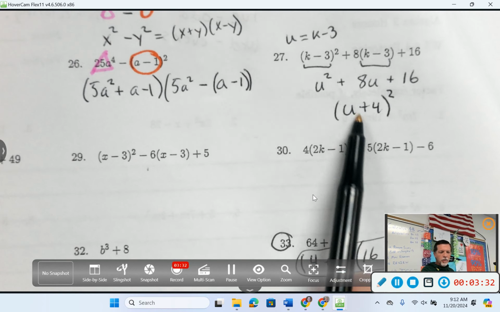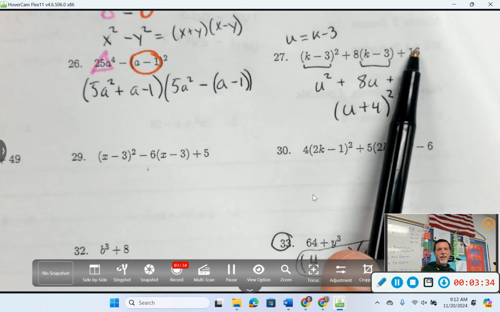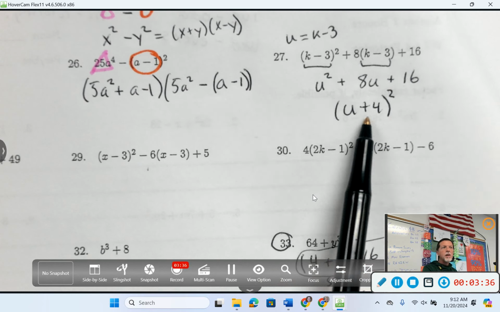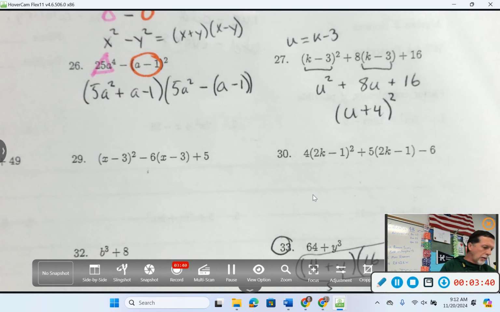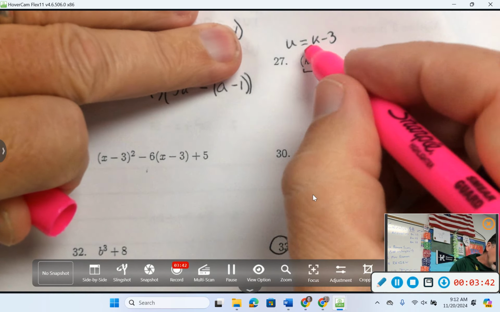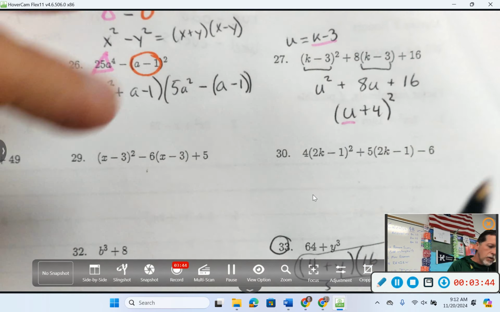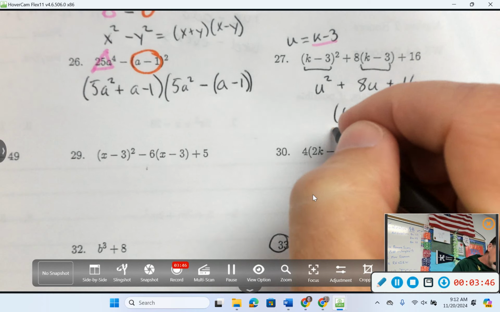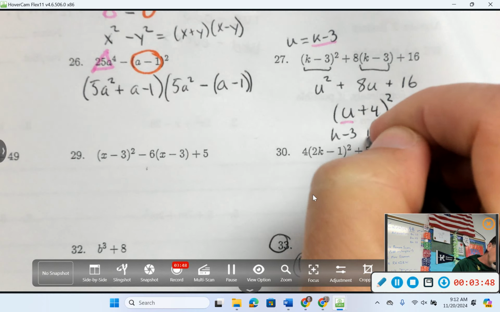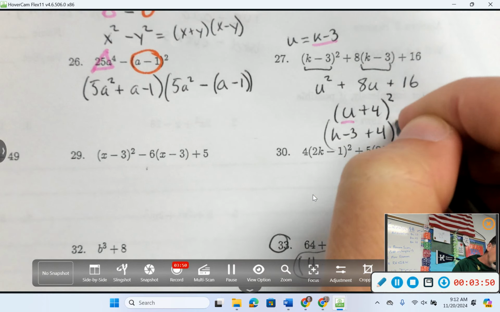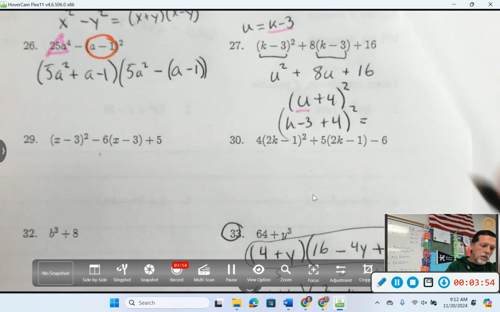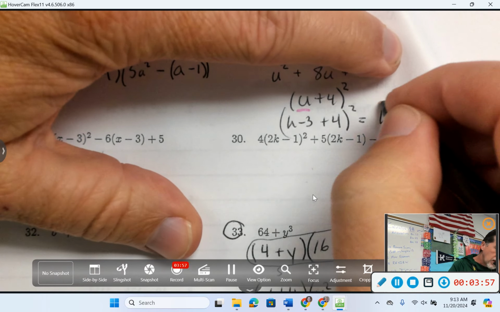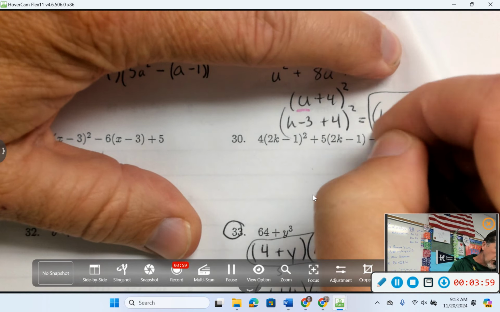Okay, but we're not through with this problem because this started out as a k problem, not a u problem. But I did the u stuff, made my factoring easier. Now I'm going to put k minus 3 back in for u. So k minus 3 plus 4 squared, but then minus 3 plus 4, that becomes k plus 1 squared.